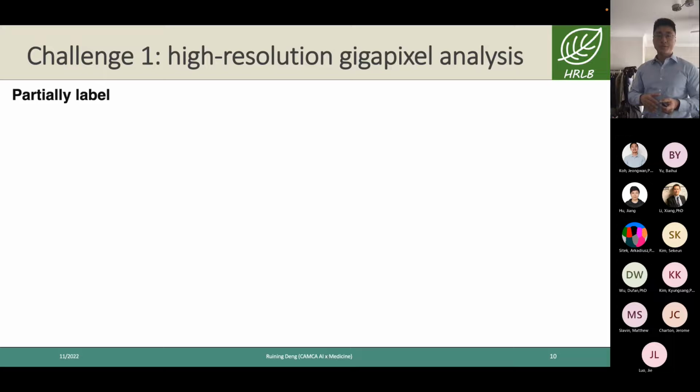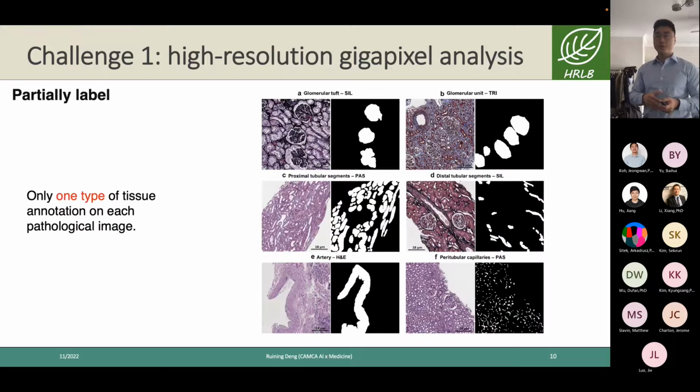In the computer vision part, when we try to do segmentation or quantification for different tissue types, there's an issue called partially labeled data, which means that only one type of tissue annotation will be shown on each pathological image. That's the technical issue that we are dealing with.